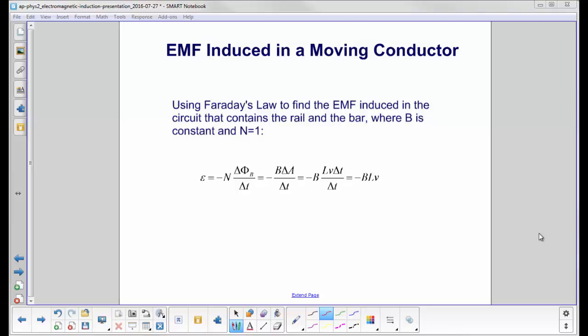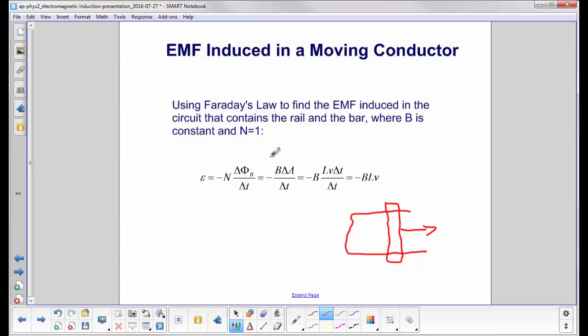Use Faraday's law now to find the EMF induced in the circuit that contains the conducting rail and the bar, which is moving like that, and that's going to induce an EMF, which will drive a current through this wire here. So Faraday's law is minus n delta phi over delta t. There's only one loop, so n is equal to 1.